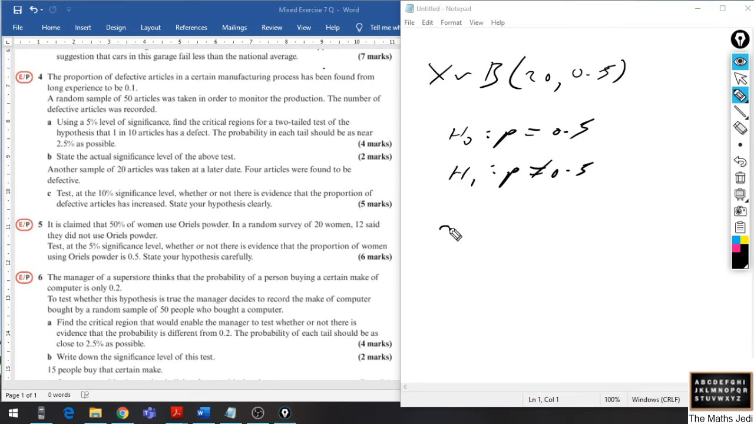Because we're looking at 8 women here picking Orioles powder, be careful about that, 8 women have picked it. We're looking for the probability of it being 8 women or less. Obviously we're expecting 10, but 8 women, is that in the critical region or not? So we're going to look up from the tables what's the probability of it being less than or equal to 8. So we'll look that up on this particular distribution.